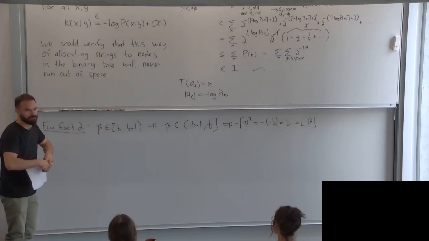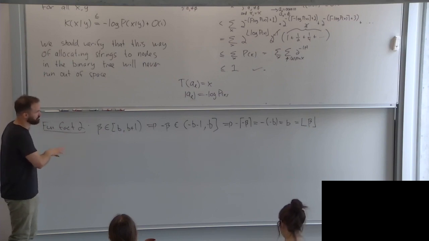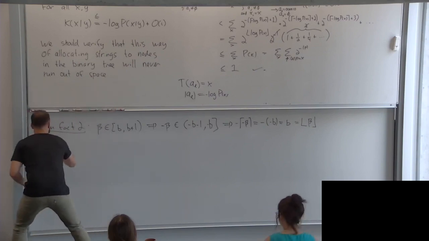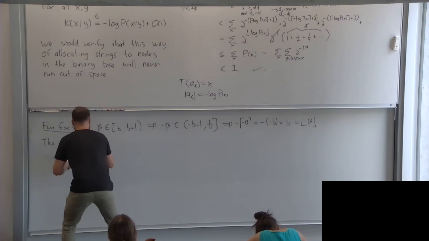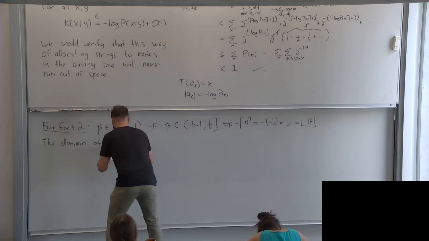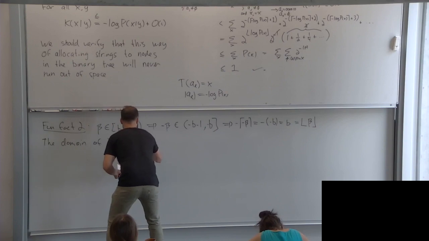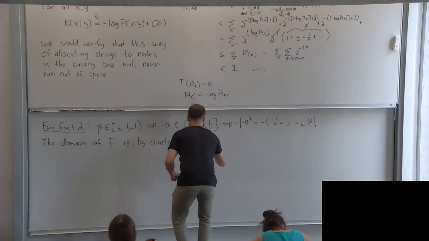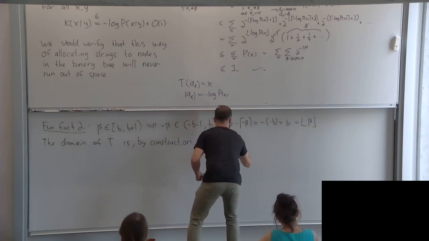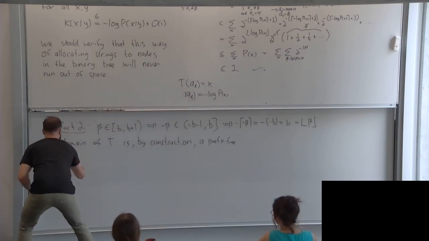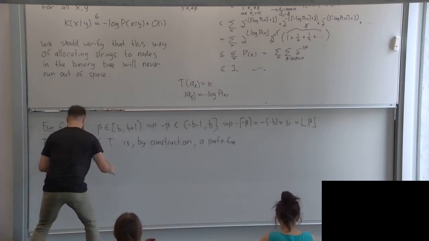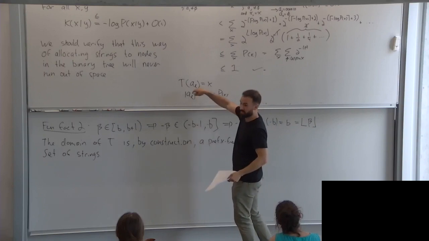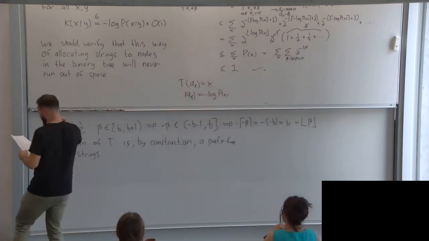There was another subtlety with this proof that I'd like to address before the break, and then after the break we're going to turn the page, and even for that subtlety I won't do the proof, but I'll claim what's needed. The domain of T is by construction a prefix-free set of strings. Right? Its domain is all the A's, all the possible A's, but every time we allocated an A, we cut the branches of the tree, so we were fine.